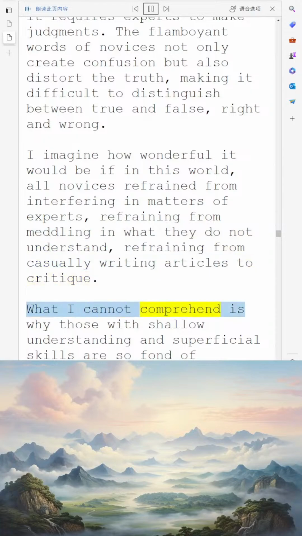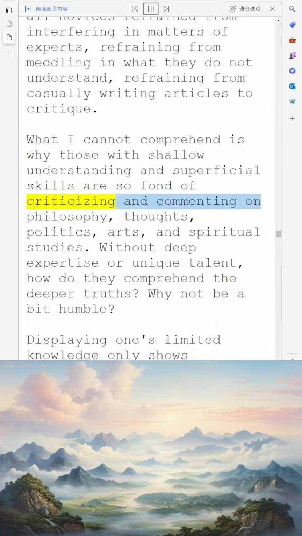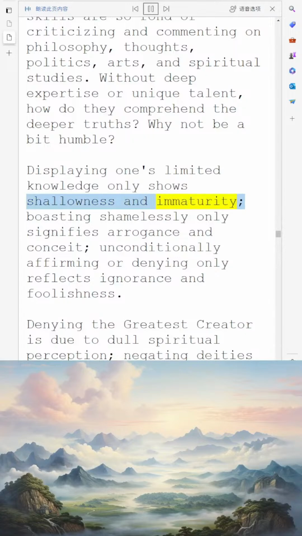What I cannot comprehend is why those with shallow understanding and superficial skills are so fond of criticizing and commenting on philosophy, thoughts, politics, arts, and spiritual studies. Without deep expertise or unique talent, how do they comprehend the deeper truths? Why not be a bit humble? Displaying one's limited knowledge only shows shallowness and immaturity. Boasting shamelessly only signifies arrogance and conceit. Unconditionally affirming or denying only reflects ignorance and foolishness.